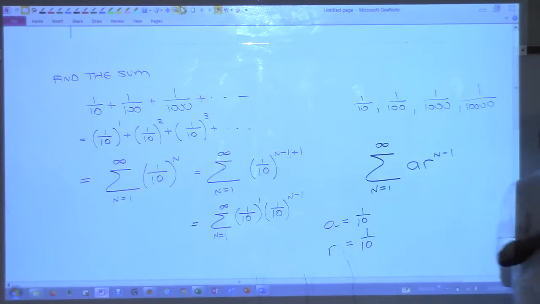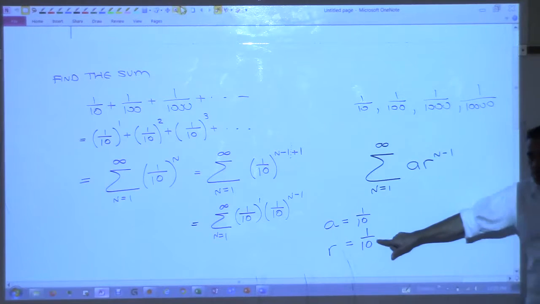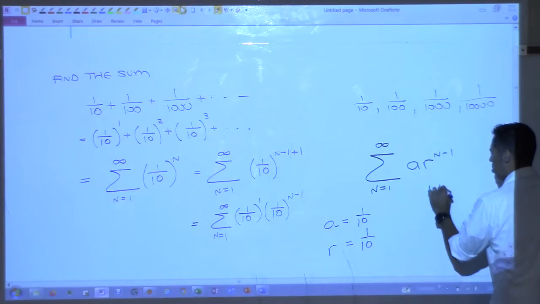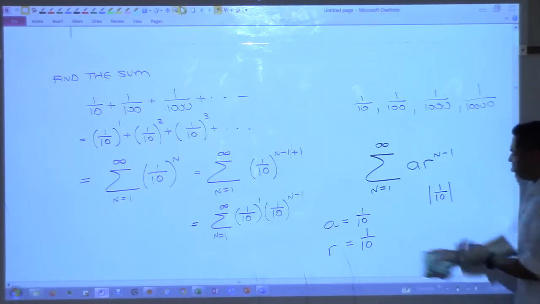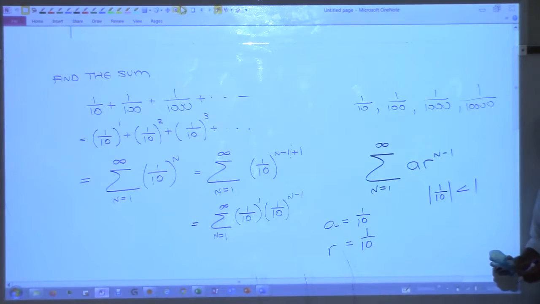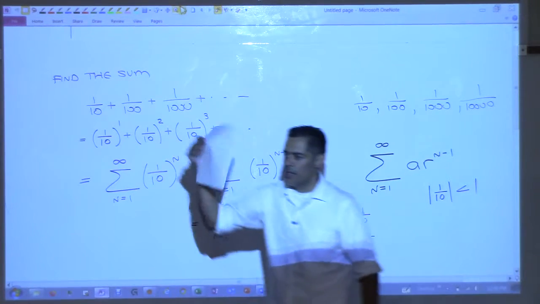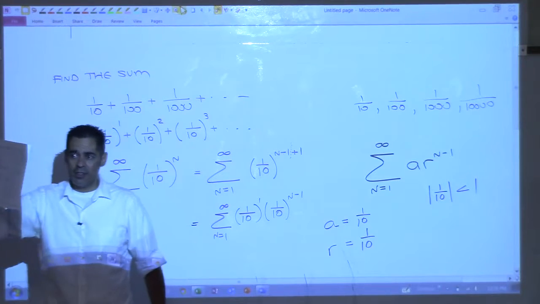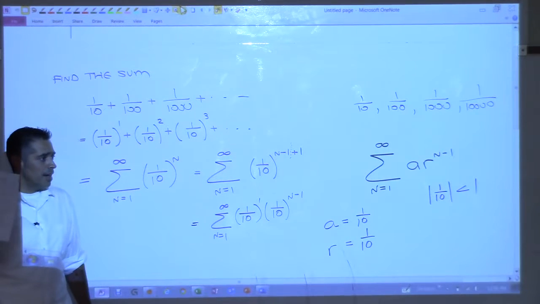Now, will this converge or diverge? It should converge because it says find the sum. But what is it that we have to check to make sure it converges? The absolute value of R. What is the absolute value of R? Well, it's less than 1 for sure, right? And if you look on this, it says that you will get convergence if the absolute value of R is less than 1, right? Which it is.